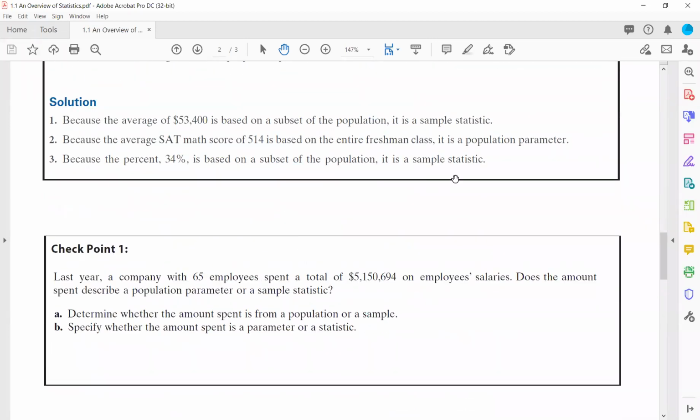Last year, a company with 65 employees spent a total of $5,156,094 on employees' salaries. Does the amount spent describe a population numerical characteristic, or population parameter, or is it a sample statistic? Which one is that?